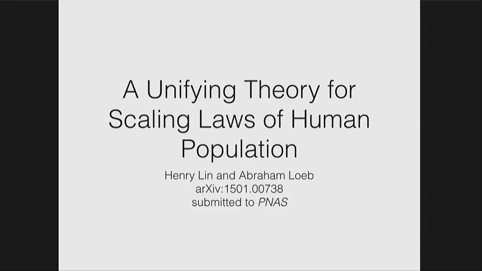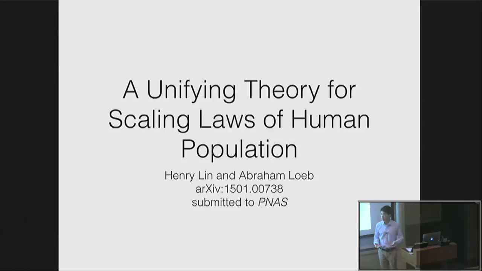But second of all, I want to convince you that actually thinking about human population and scaling laws of this nature is not something inappropriate to be doing here at the CFA. That there really is something that astrophysicists can contribute to thinking about a field like this. So let's go ahead and get started.